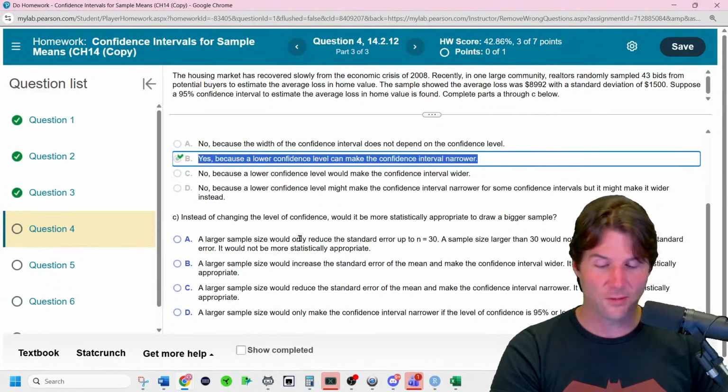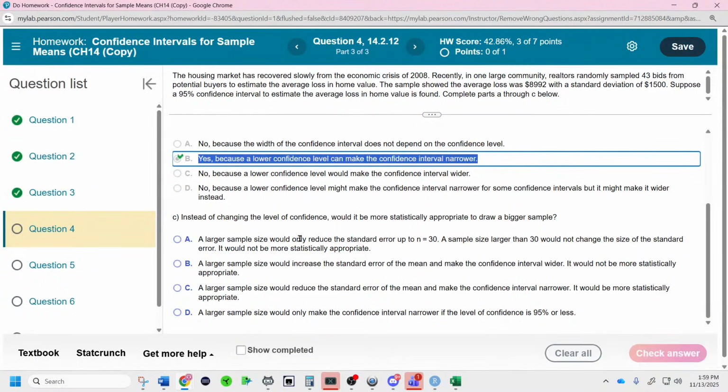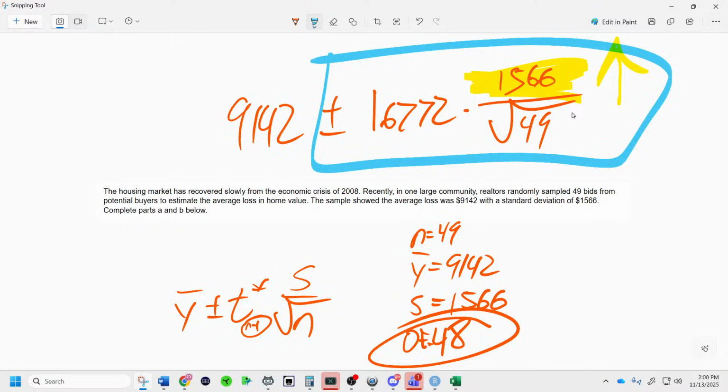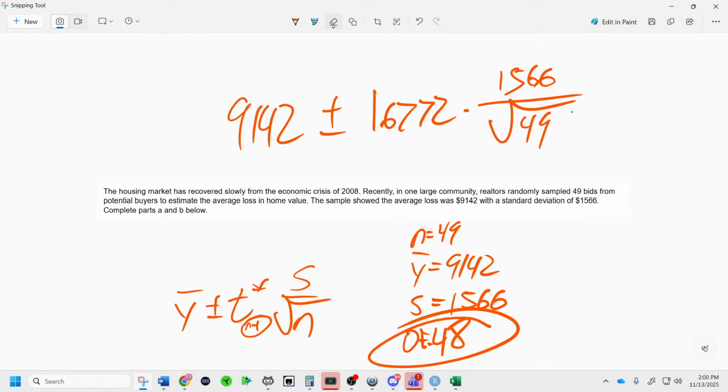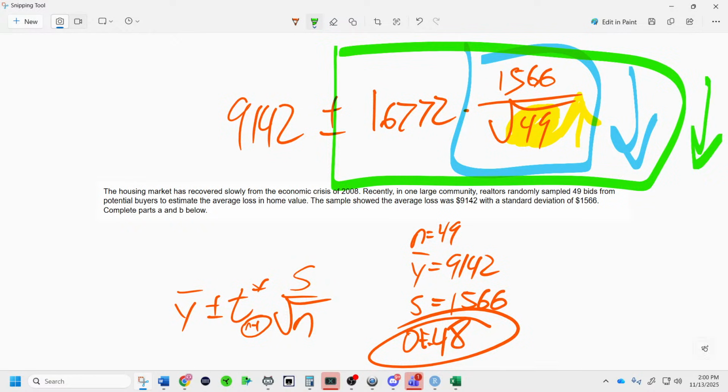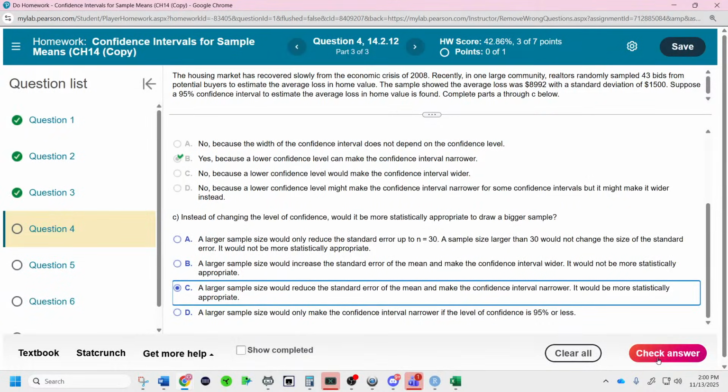Instead of changing the confidence level, would it be more statistically appropriate to draw a bigger sample? Yes. A larger sample would reduce the margin of error. It would reduce the standard error. It's talking about this component over here: if you were to take a bigger sample, it would reduce the standard error, which would then reduce the margin of error. So, awesome, Braden. That seems appropriate.